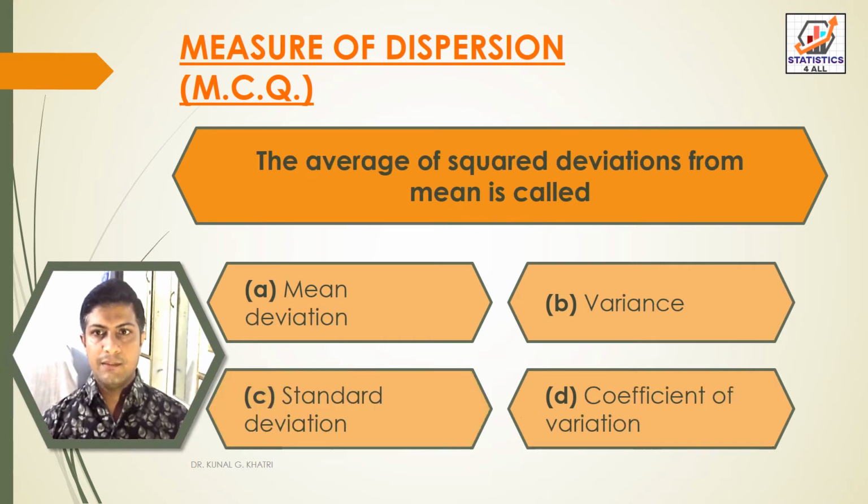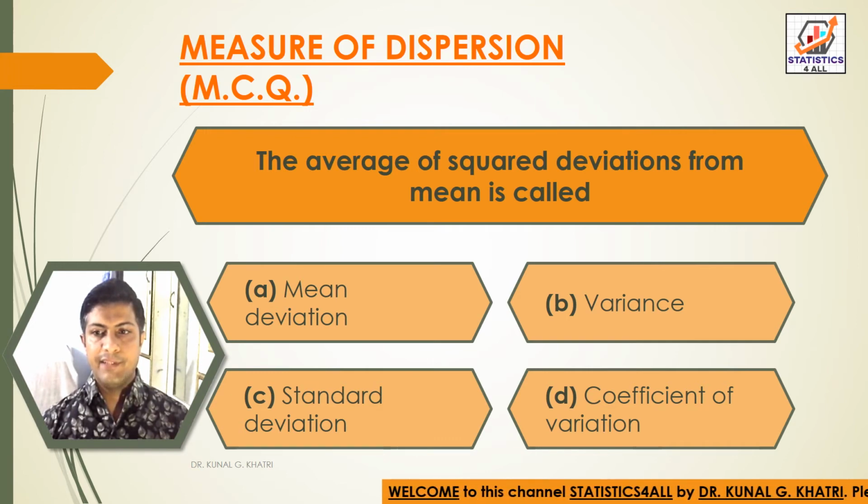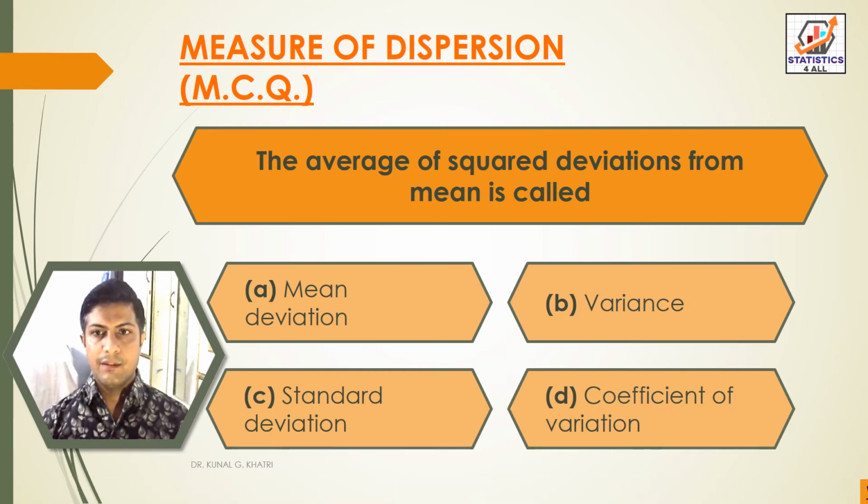Next question. The average of square deviations from mean is called option A mean deviation, option B variance, option C standard deviation, option D coefficient of variation. So here we have answer option B variance. The average of square deviations from mean is called variance.